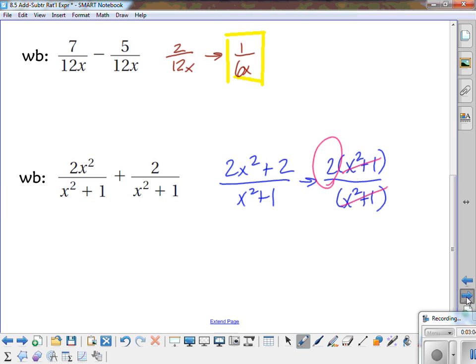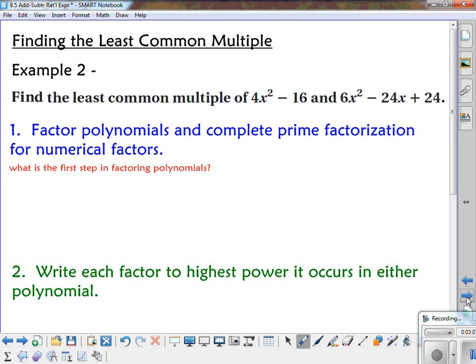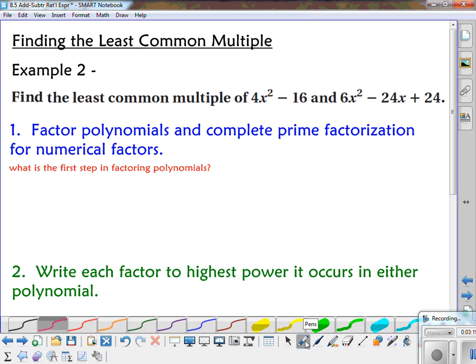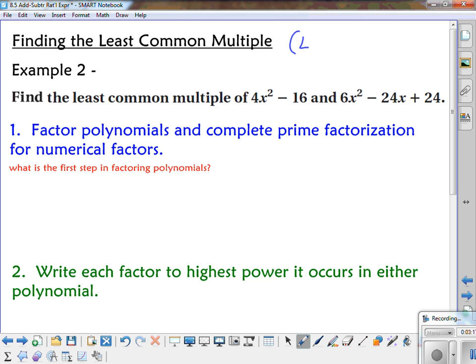Okay, so before we go into adding and subtracting with unlike denominators, I want to talk about finding the least common multiple. The least common multiple is what you use. It's also your least common denominator, okay? So when you're finding the least common multiple, you're saying, what is the smallest thing that both of these expressions will divide into evenly so that stuff cancels out? And so we're going to do an example where we find the least common multiple of 4x squared minus 16 and 6x squared minus 24x plus 24.